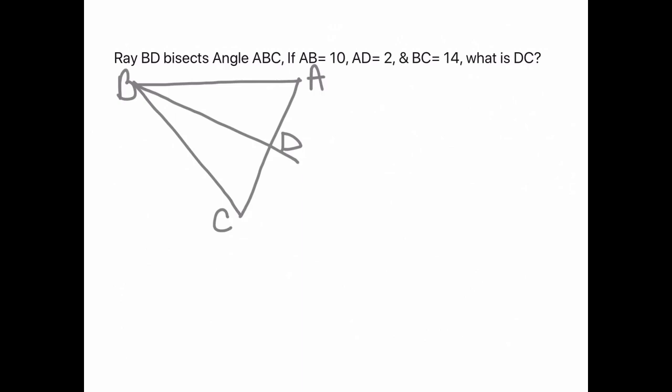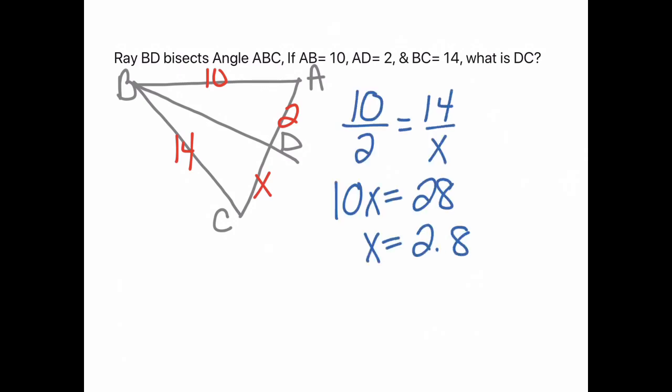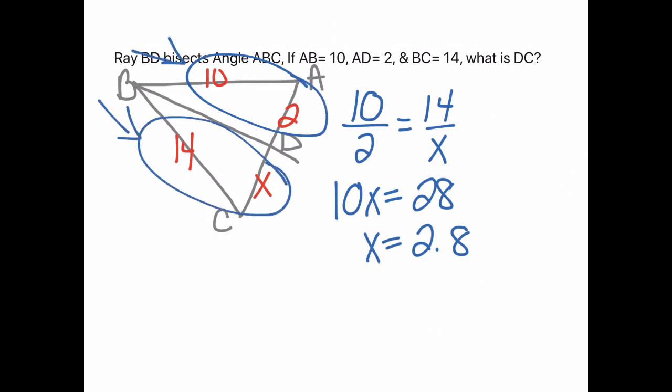So our last one here today says that ray BD bisects angle ABC. If AB is 10 and AD is 2, BC is 14, what is DC? And you can set this up as a proportion as well. So we started with the 10 and the 2 here, starting with the 10, and then we went to the 14 and the x, and we started with the 14. And then we solved this for x, and we get 2.8.